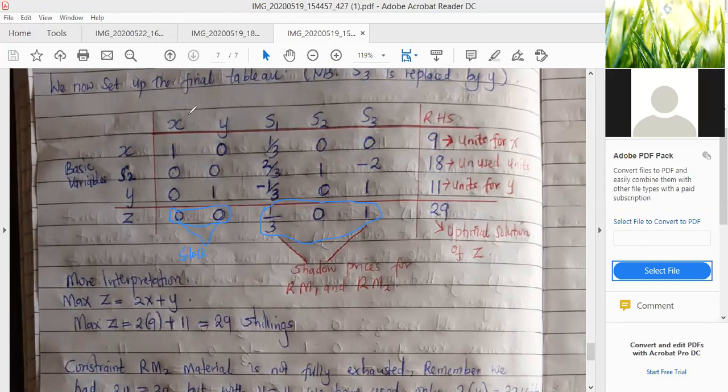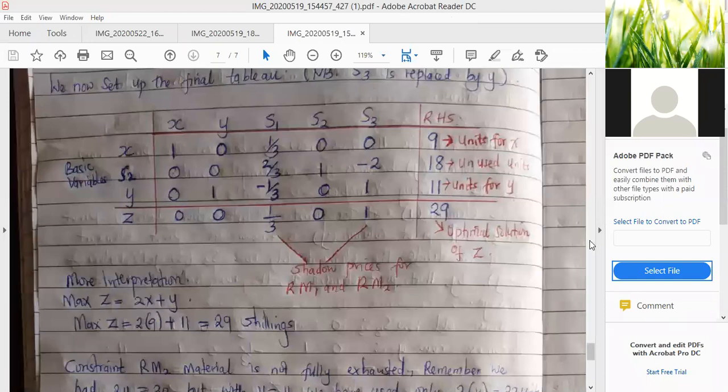When we interchanged our X with our S1 and also Y with our S3, because these ones were now entering the positions of those two variables. So these two are actually the slack variables of RM1 as well as RM3 respectively. But these ones are usually called the shadow prices of the constraints or the resources which you are using in your analysis.